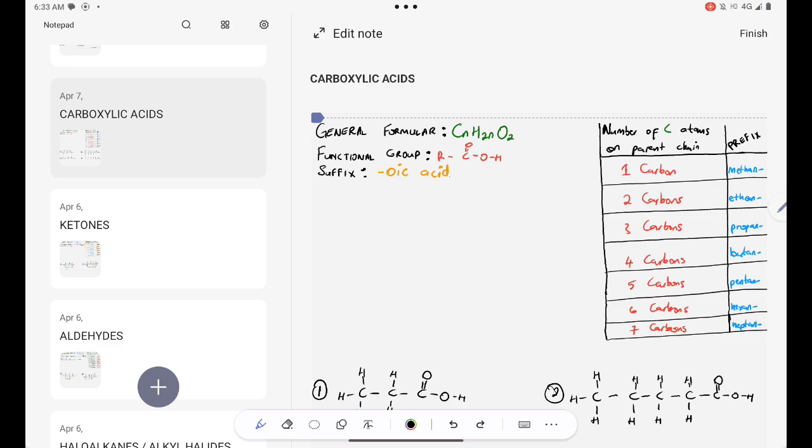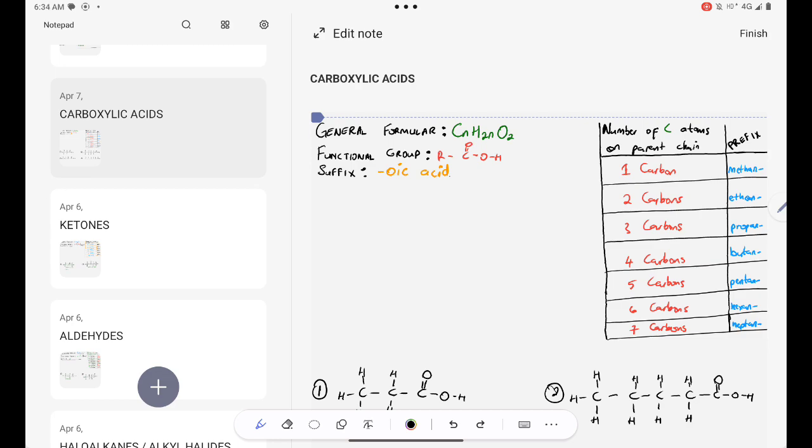In this video, I'll be focusing on carboxylic acids and everything that has to do with them. A carboxylic acid is an organic compound that has a general formula CnH2nO2, which simply means that the number of hydrogens has to be 2 times the number of carbons you have, and then you must have 2 oxygens.